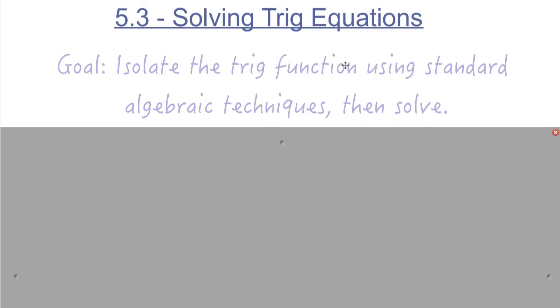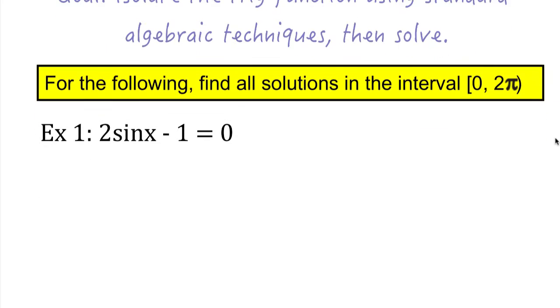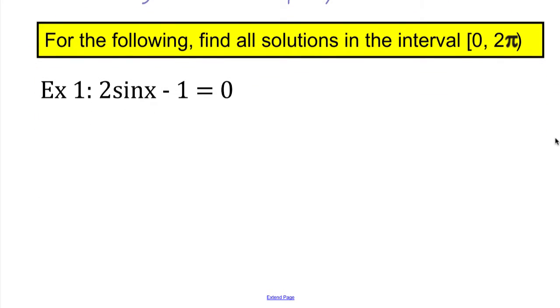Hi everyone, in this lesson we'll be practicing solving trigonometric equations, and our goal is to isolate the trig function using algebraic techniques and then solve using our unit circle. So for each of these examples we're going to find solutions that exist only in the interval from 0 to 2 pi. Example 1, we have 2 sine x minus 1 equals 0.